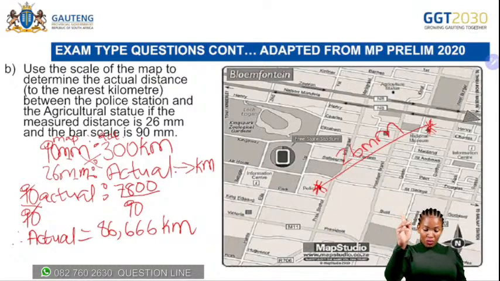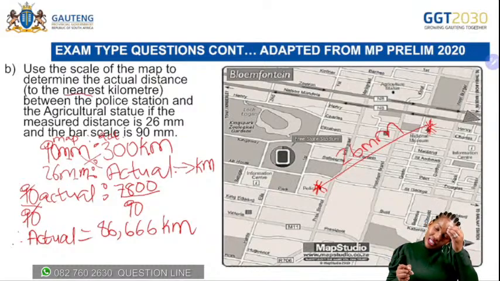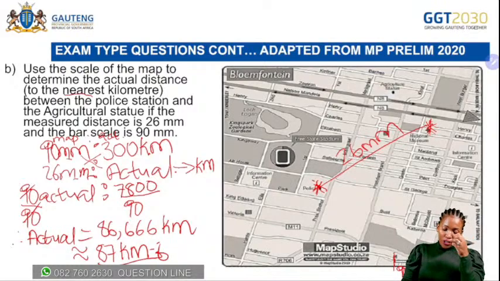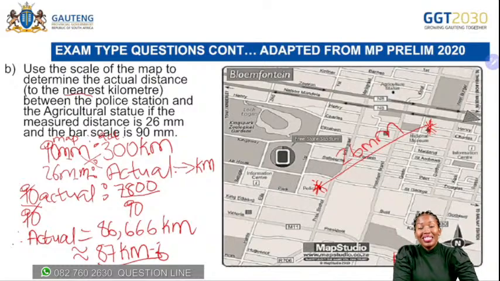Are we done? No. The instruction was that the answer must be to the nearest kilometer. So if it is to the nearest kilometer, it means we must round our number to the nearest whole number. They want it as a whole number. So since it is 86,666, it automatically becomes 87 kilometers. That is the actual distance from the police station to the agricultural statue. I hope you guys have the same answer as the one that I got here.